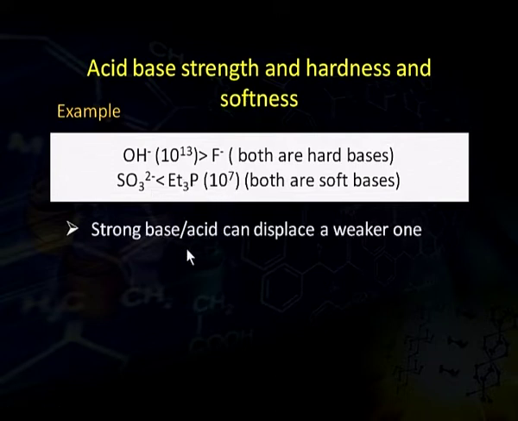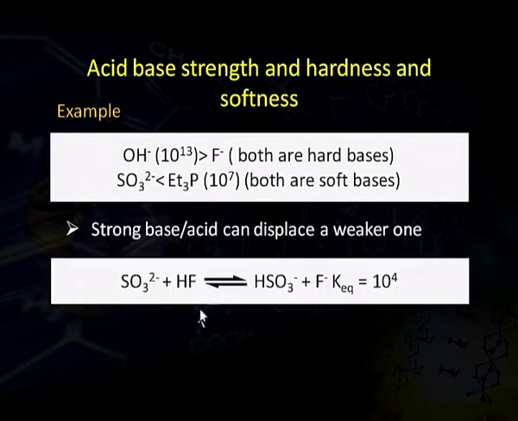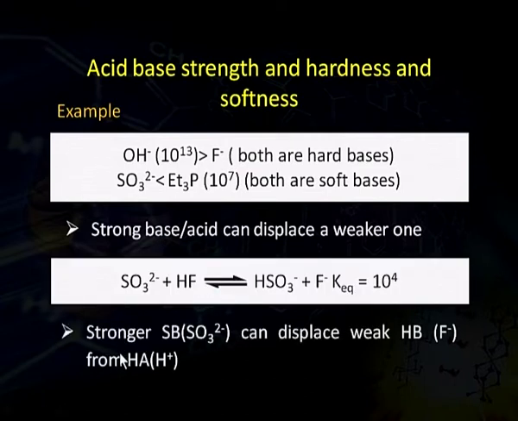A stronger acid or base can easily displace a weaker one. So, in this example, we can see that a stronger soft base, that is sulfite ion, has displaced a weaker hard base, that is fluoride ion, from a hard acid, proton. This sulfite ion, which is a soft base, has displaced fluoride ion because this soft base is stronger than the weak hard base fluoride ion.